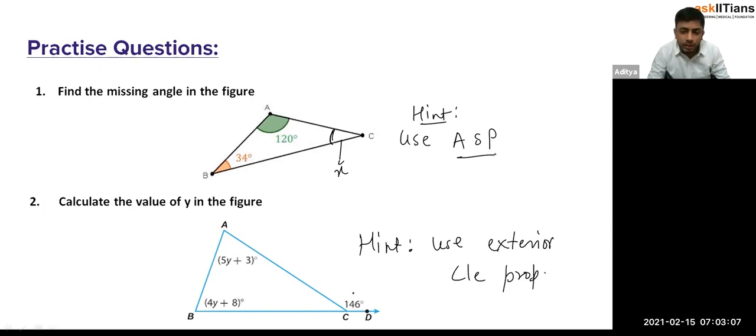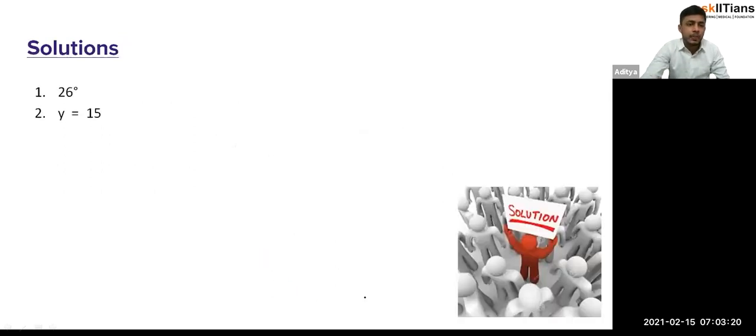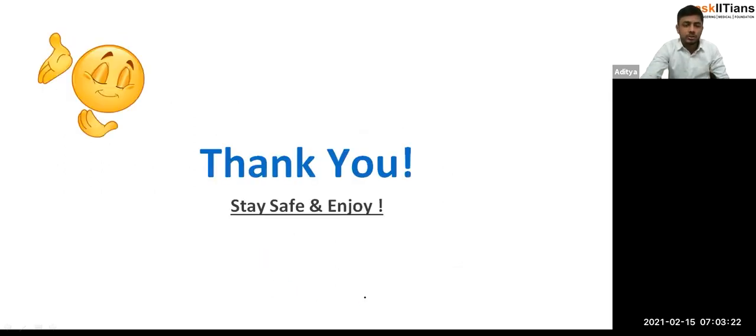All right. So here, this is the exterior angle, and these two are acting as the two opposite interior angles of the triangle, and this side has been extended, right? Solutions are here.